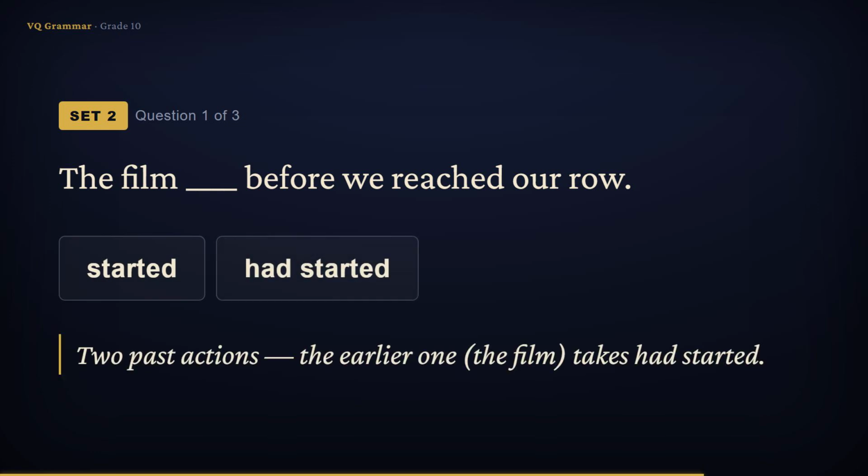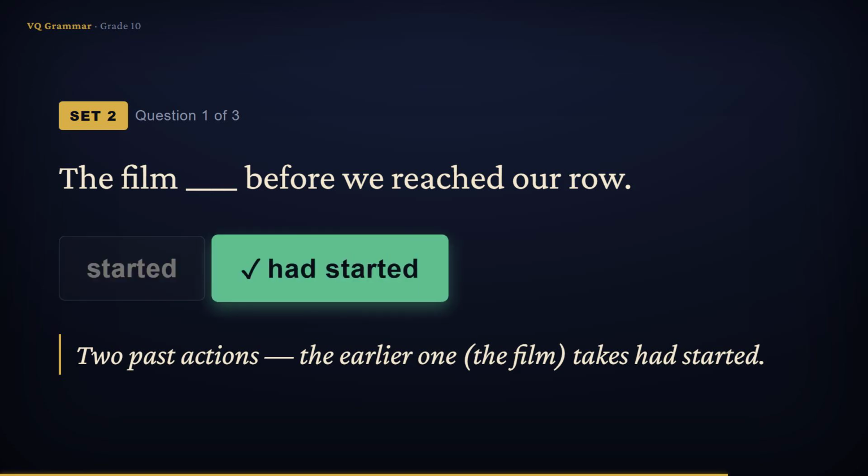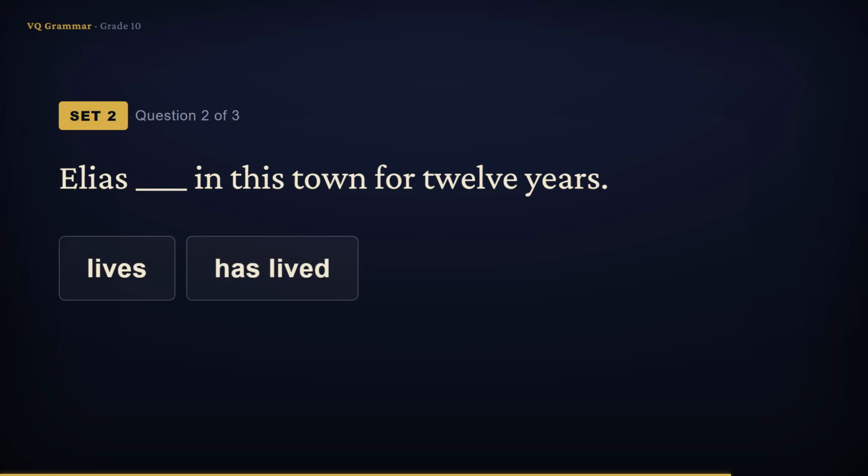The film blank before we reached our row. Count the past events, the film beginning and us reaching our row. 2 of them, and the film clearly came first. The earlier of 2 past actions needs the past perfect, so the answer is had started.